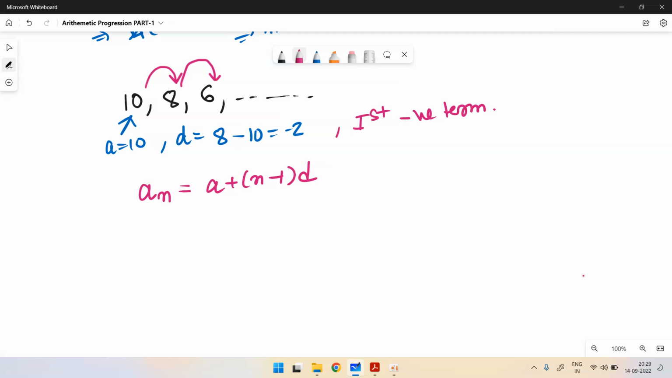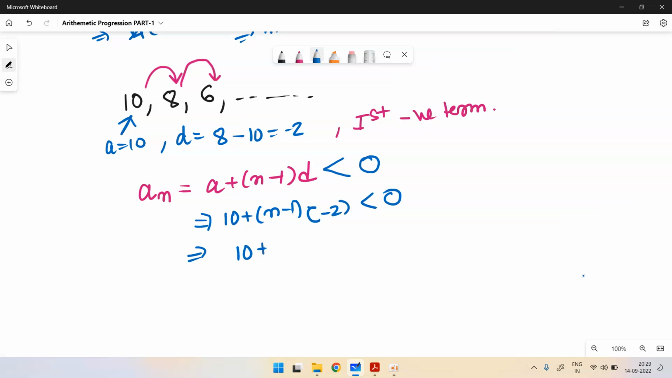This is given that, let's suppose my nth term is my first negative term. Since this is negative, how will you denote this negative? This is less than 0. I will just equate a_n less than 0, which implies that the value of a, you can take it as 10, and the value of d is minus 2. So this is 10 plus (n minus 1) into minus 2, less than 0.